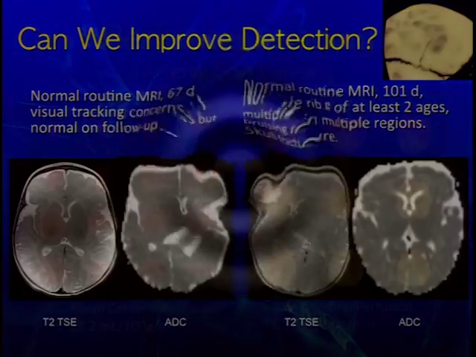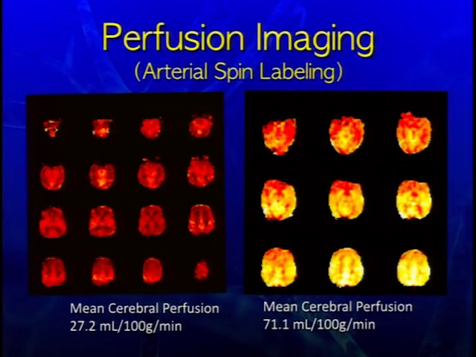Well, we were actually benchmarking our arterial spin labeling at that time, and I've color-coded it to give you an idea of the degree of blood flow. The mean perfusion in this child was almost 30 milliliters per 100 gram per minute, whereas this one was almost 3 times that at 71 milliliters per 100 gram per minute. So marked increased flow response.